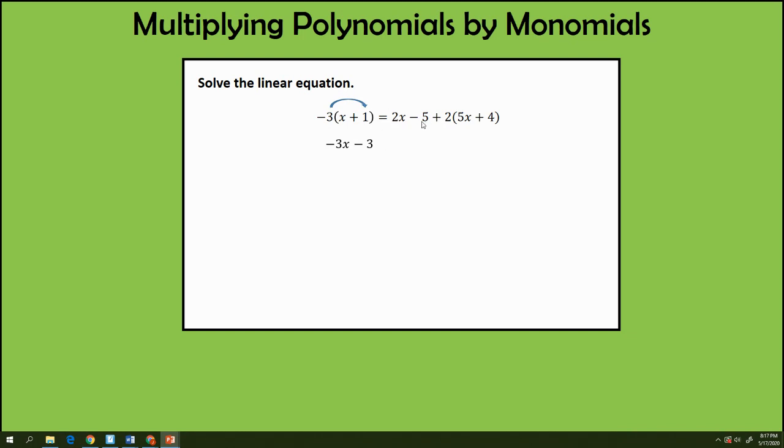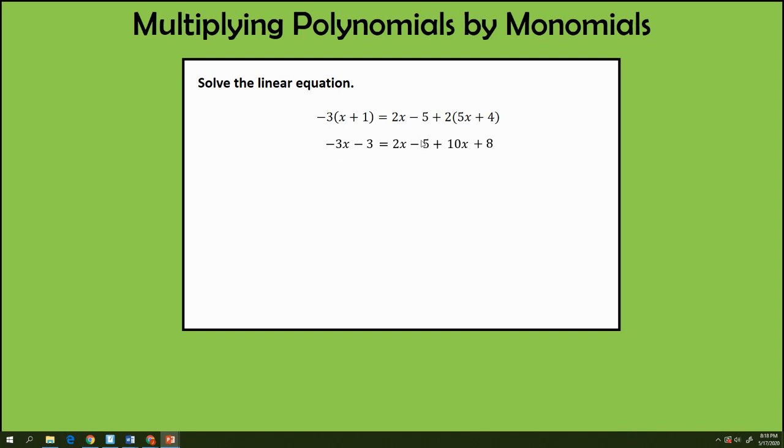Now on the right side, this 2x minus 5 is going to still be there, right? And I'm going to distribute the 2 through this parenthesis and add it to the list of terms on the right side. So 2 times 5x is 10x. 2 times the 4 is 8. Now when you look at this, my left side has 2 terms, and they're not like terms, so that's as simplified as I can make it. The right side actually has 1, 2, 3, 4 terms, and it has some like terms that we want to combine before we start our solving process.